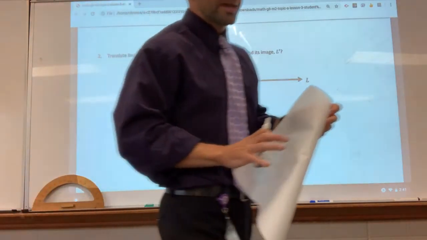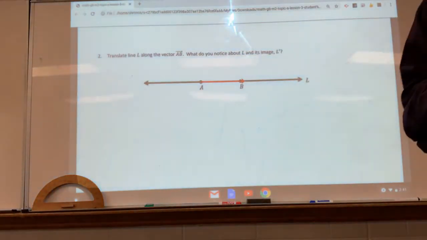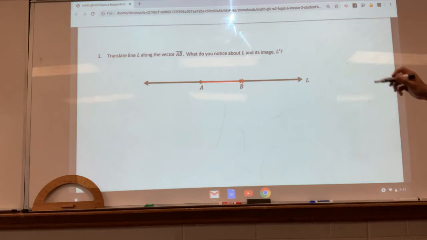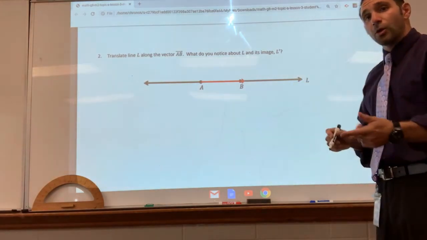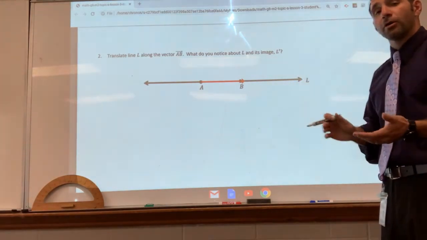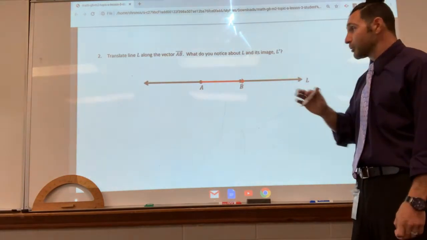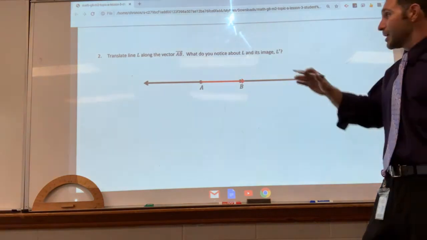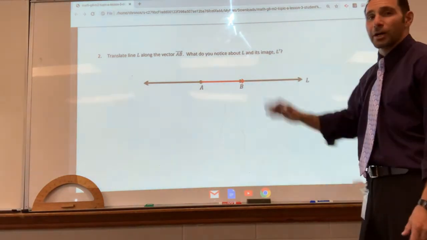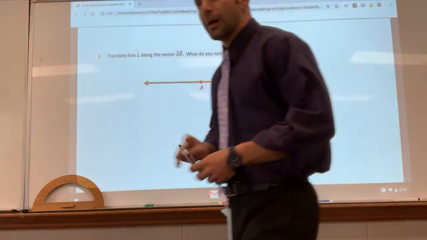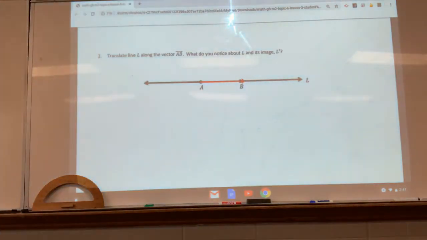So, when we translate lines along vectors, guess what's going to happen? They're either going to be the same line or they're going to be parallel. There are no other options. In this case, we're translating it along the same line, which means the line will be the same. If we translate it at any angle or up and down, they will be parallel. Okay?